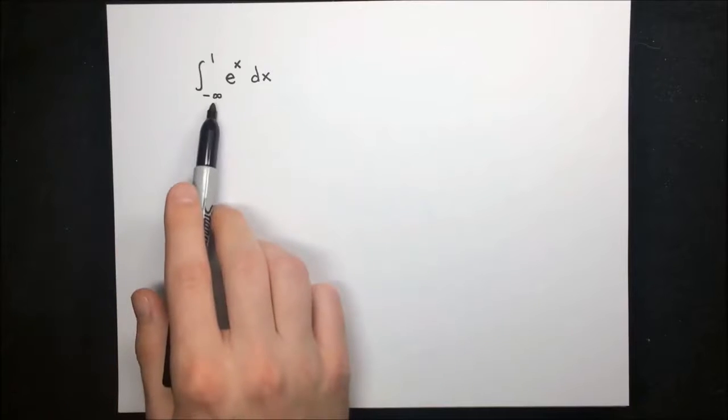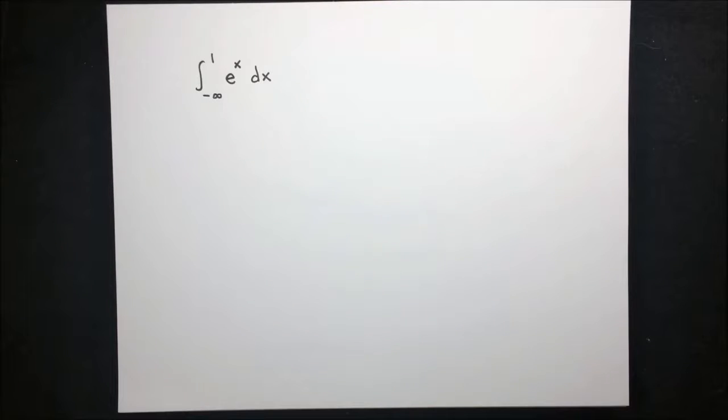Let's try some more examples of computing improper integrals. Consider this one here, the integral from negative infinity to 1 of e to the x dx. This time the infinity is in the lower bound and it's a negative infinity. But really the process remains the same.